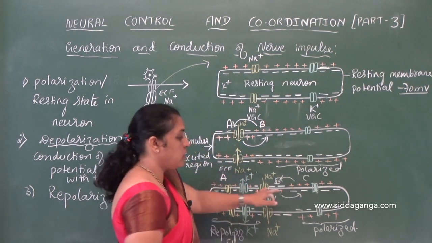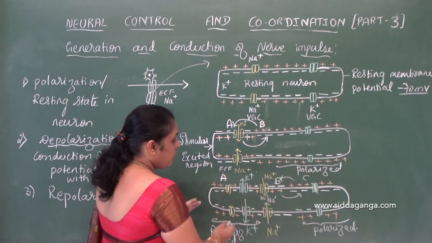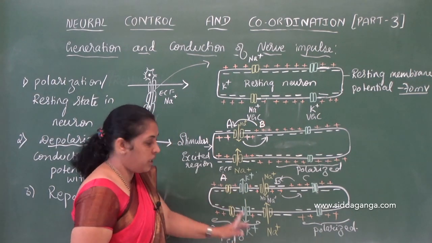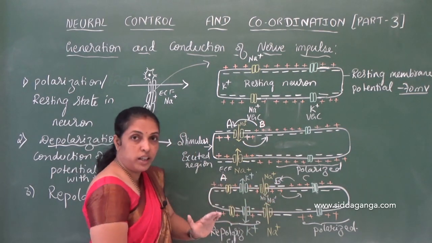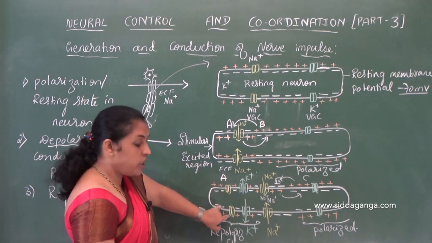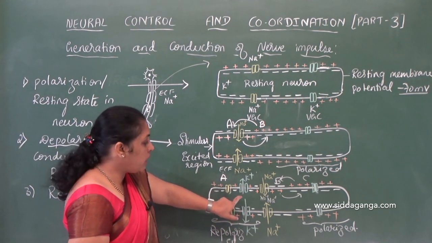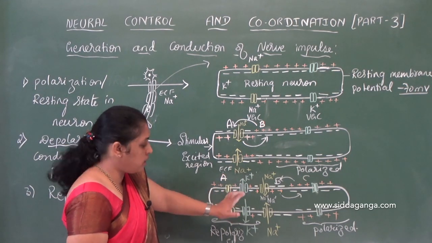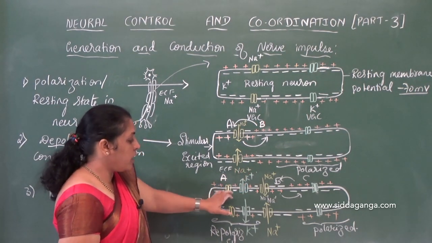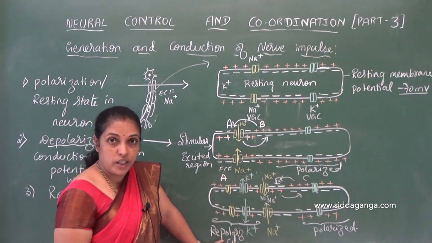Again one mini electrical circuit develops. In this region which is stimulated, first, that will be in repolarized state. When the stimulus shifts to the adjacent area, this area will become repolarized. That means sodium voltage gated channels will be closed and potassium voltage gated channels will be opened. Then efflux of potassium takes place. That means potassium will move out of the exoplasm, again restoring negative charge inside and positive charge outside. That state is called repolarized state.